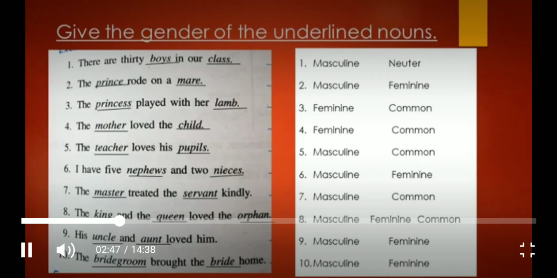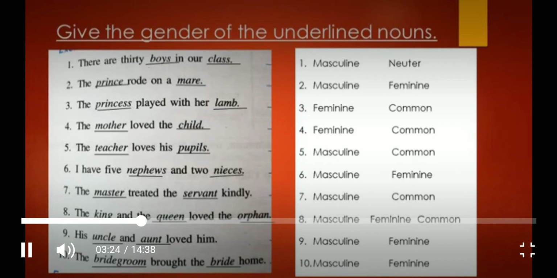Here, boys, masculine; class, neuter. Prince, masculine; mare, feminine. Princess, feminine; lamb, common. Mother, feminine; child, common. Teacher, masculine. Why? In the sentence, it is said that the teacher loves his pupils. Here, the teacher is a male teacher, so it is a masculine gender. Pupils, common.